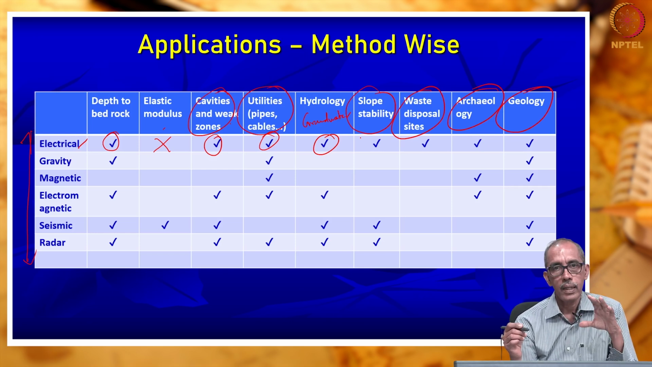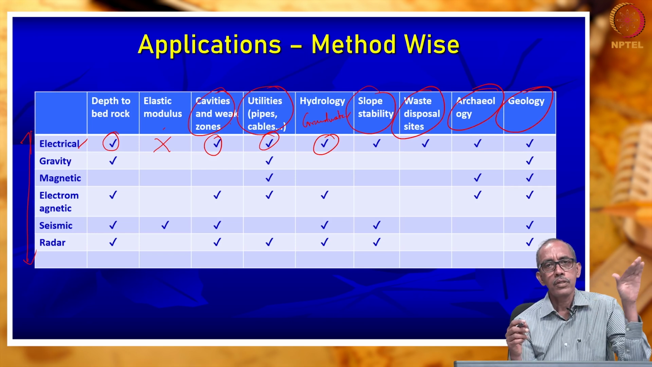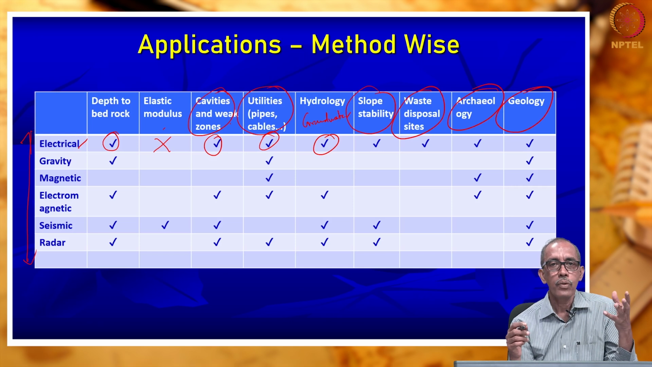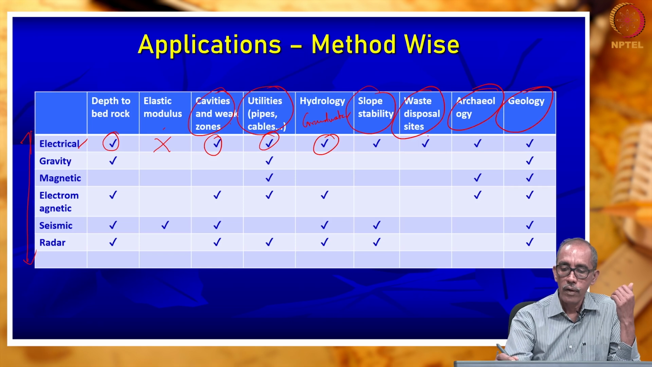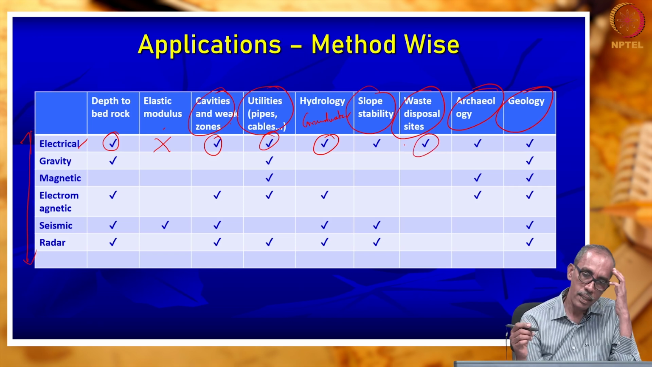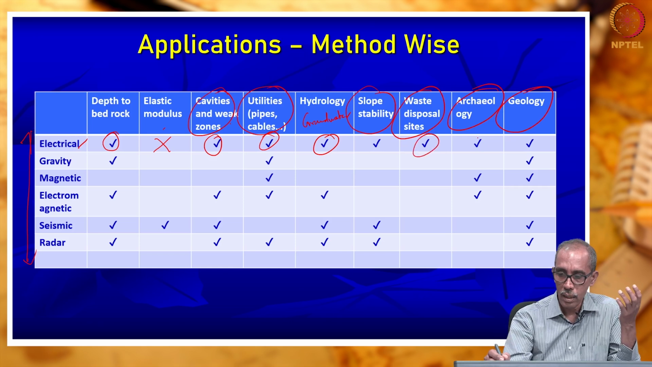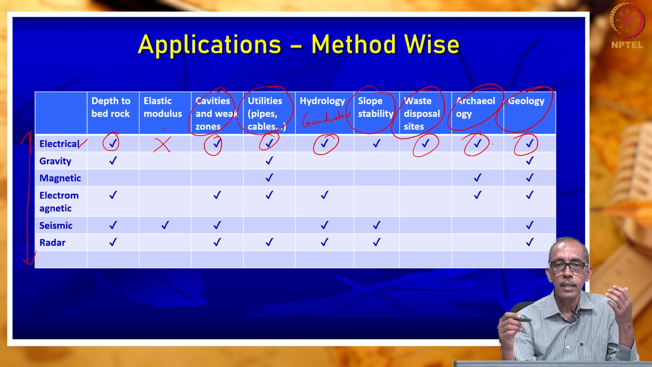Slope stability, yes. For example, a slope in a mountain, whether you have a thick weathered formation, whether the slope is likely to be stable or not, we can deploy some electrical methods to understand the nature of material covering the slope in a hill or in a mountain. In waste disposal site studies, electrical methods can be used. Archaeological, yes. Geological, yes. Similarly, I put a tick mark.